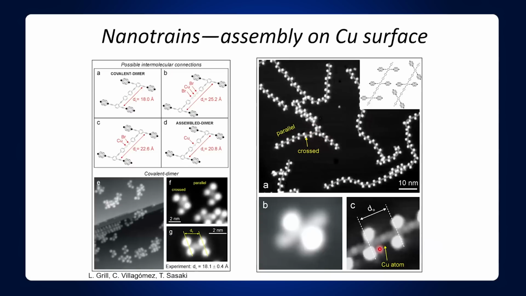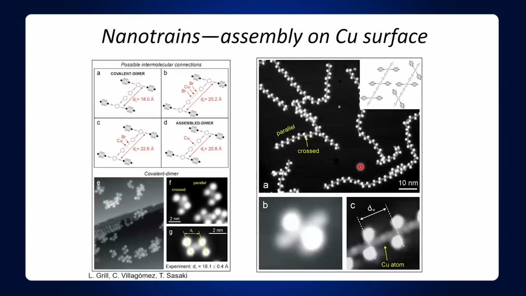So you can see this cross conformation here. And when you look closely, you can see there is the copper atom sitting on the surface. The imaging was done by a colleague of mine, Leonard Grill, and his group, and the synthesis was done by Takashi Sasaki in my group. And so you get these polymeric structures, and this is what we expected. We expected these trains to form, and they form like this.